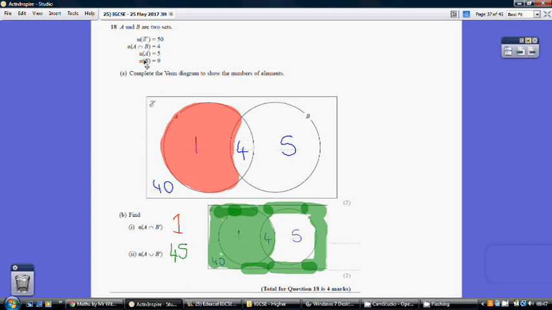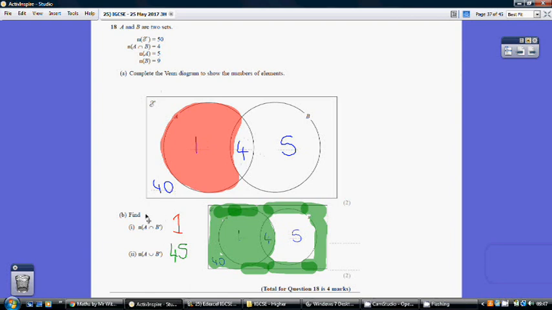And then we're also told the number in B is 9. So the B circle has got to be 9. So given we've already got 4 in the B circle, we need an additional 5. And then finally, we're told that the number in the universal set is 50. So the total in the whole rectangle has to be 50. 5 plus 4 plus 1 is 10. So 50 take away 10 gives us the 40.